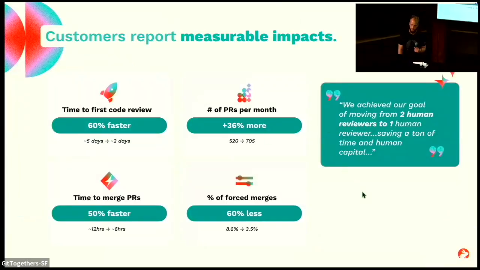And then this is showing real data from customers. So yeah, time to first code review is faster, number of PRs per month is more, time to merge PRs is faster, percentage of forced merges is less.